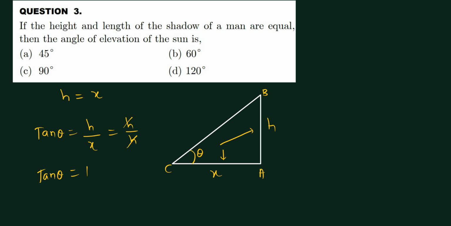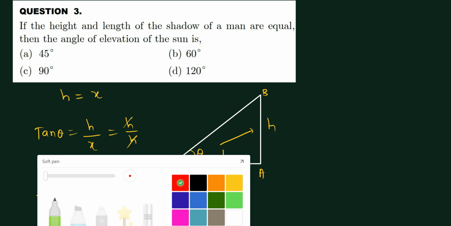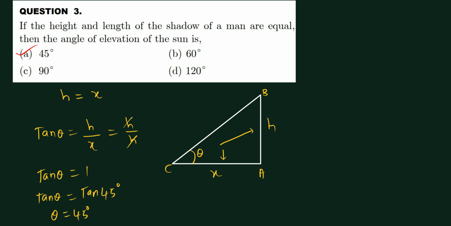1. At which value is the tan 1? 45. Tan 45 value is 1. So tan theta we can write as tan 45. Then the angle of elevation of the sun is how much? 45 degrees. Your answer A is matching. Okay, move on to the next question.